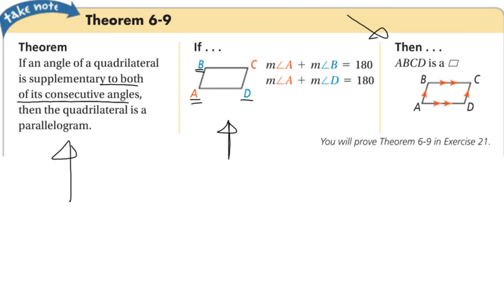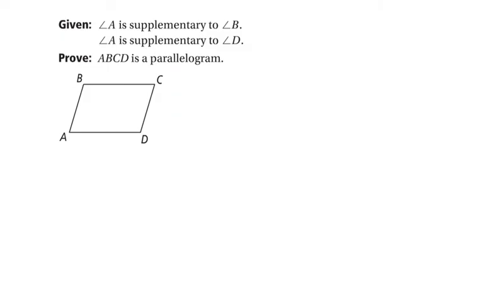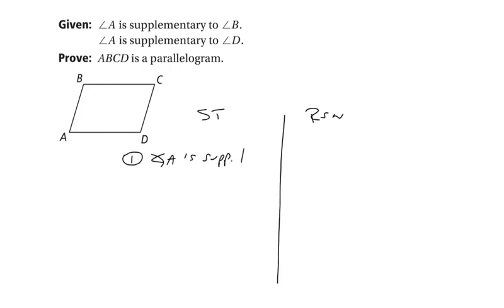We're going to do a two-column proof together. Okay, let's get started. So, given A is supplementary to B and A is supplementary to D, prove ABCD is a parallelogram. Let's do a two-column proof. So, here's my statement, here's my reason, and it should go pretty fast. Statement number one, angle A is supplementary to angle B. Okay, that is given immediately.